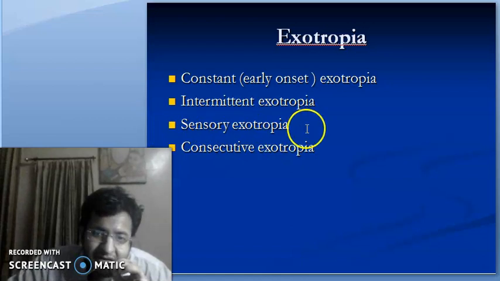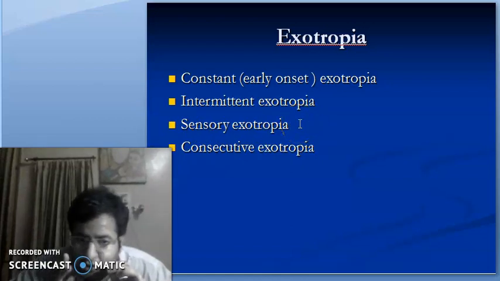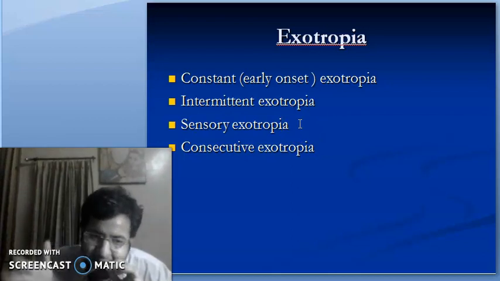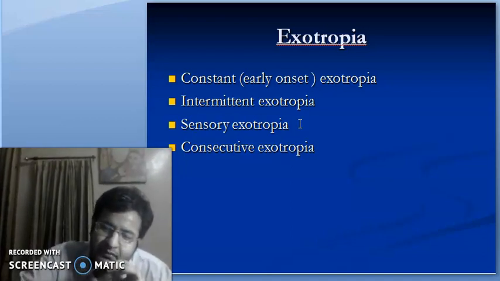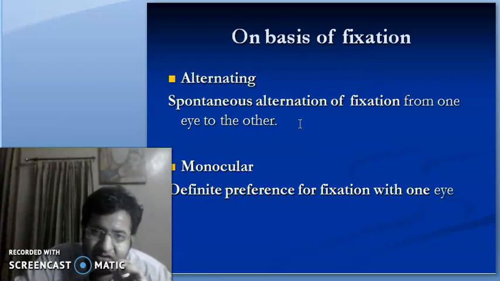Then there is sensory exotropia, in which one eye is amblyopic and with time moves towards the outside resting position. Consecutive exotropia is seen after surgery for esotropia, when there is excessive correction.